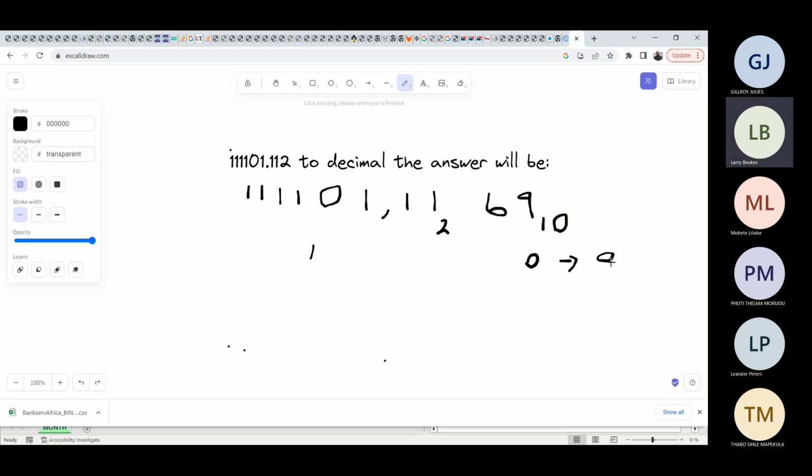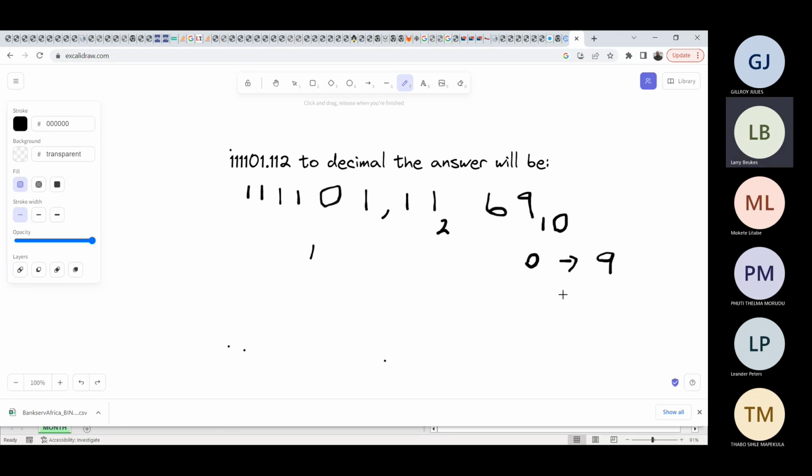All inclusive means 0, 1, 2, 3, 4, 5, 6, 7, 8, 9. All of them make 10 possibilities. Remember, you include a 0 and you include a 9, and in between you have 8 numbers, 1 to 8. So in total you have 10, and that's why you have base 10.